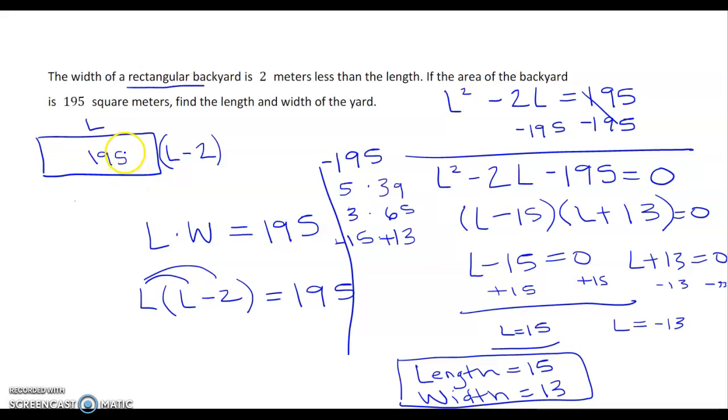So once again, I really highly recommend drawing the picture and then basing one of the sides on the other, kind of like we did, to set up the equation and then solve.